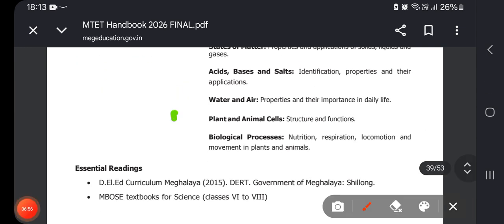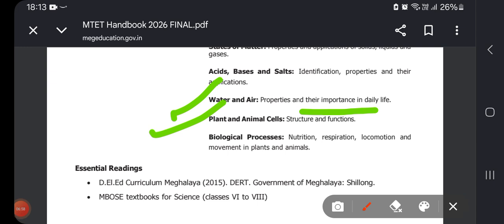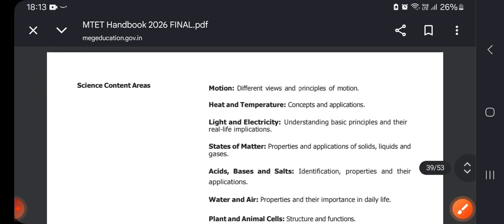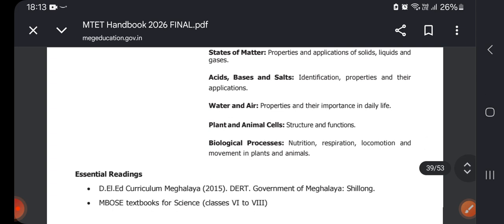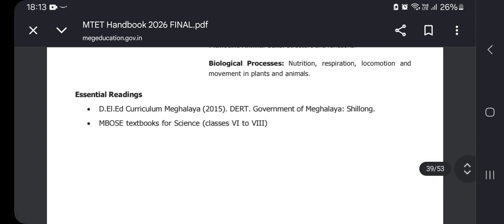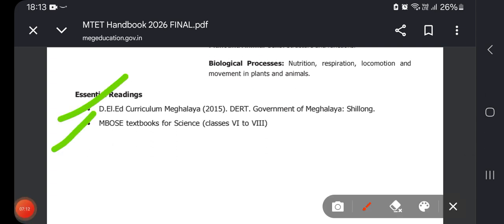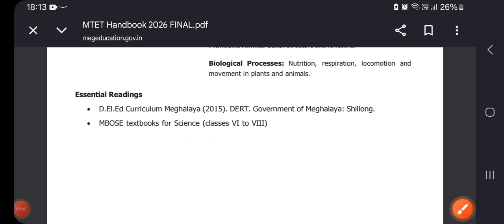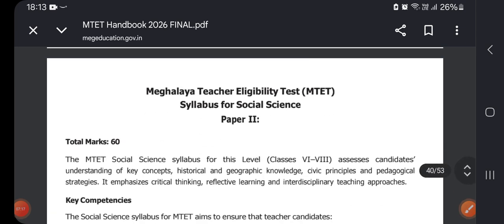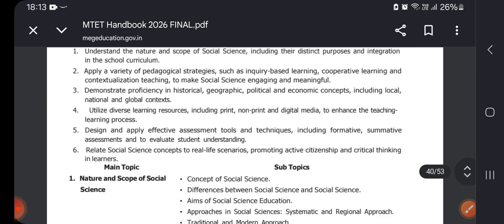Now moving to water and air, properties, and plant and animal cells, structure and function, biological processes like nutrition, respiration, locomotion, movement, and this is very important, friends. So this is basically telling you the areas you have to read. Now from where you have to read: you can refer to the Diet and Embo's books of class 6 to 8 for learning. Okay, now coming to social science.